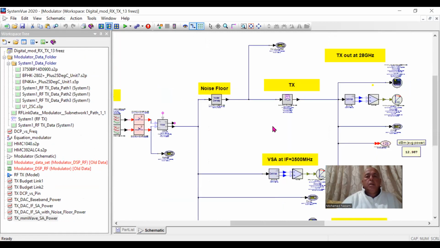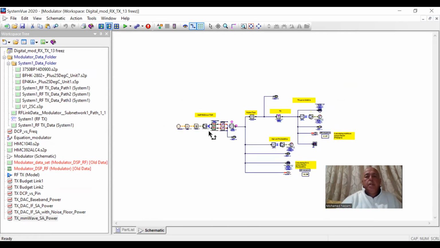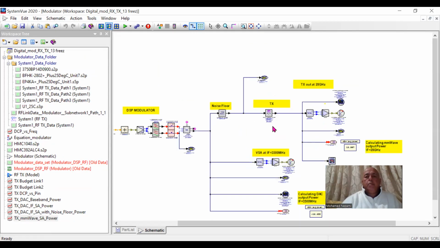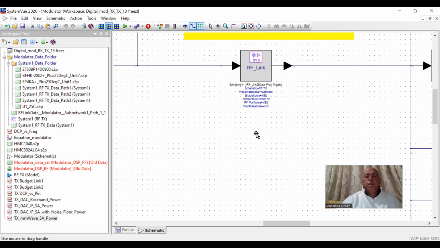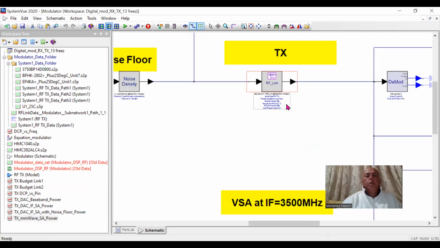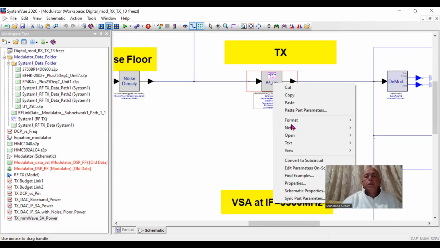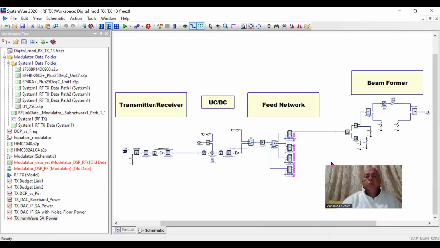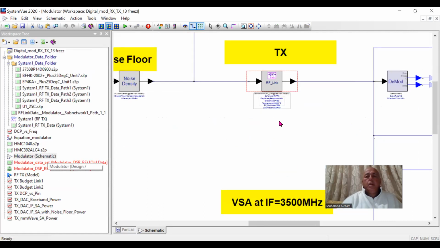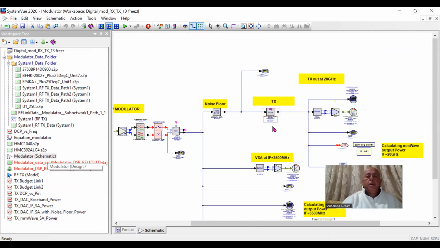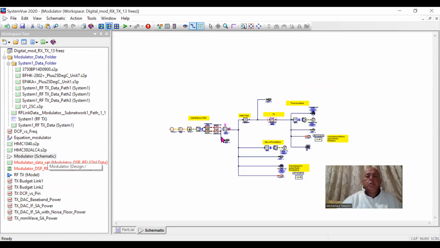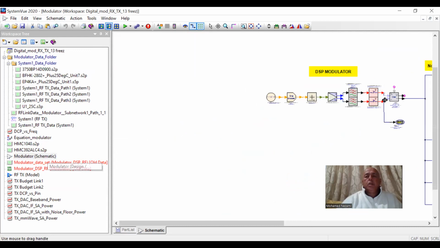Okay, so what we did here is I took the RF system in here, which is this one, and made a symbol for it. If you go to this one here and open it, that's what this is. So we're going to take this and put it in here, and then drive into it a signal that we're going to generate with the digital signal processing.